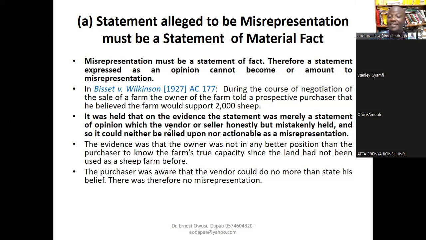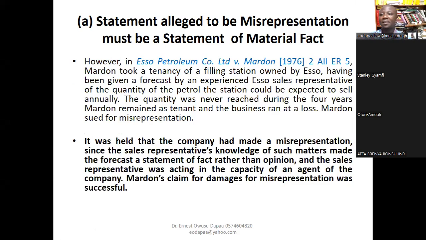Yeah, so Bisset and Wilkinson is an authority for the proposition that a statement of opinion as a general rule does not give rise to misrepresentation, even if it turns out to be false. But as I said, that is just a general rule, and to a lot of general principles in law we have exceptions. So we have an exception to the rule that a statement of opinion does not give rise to misrepresentation. That is to say that in some instances, it could give rise to misrepresentation.